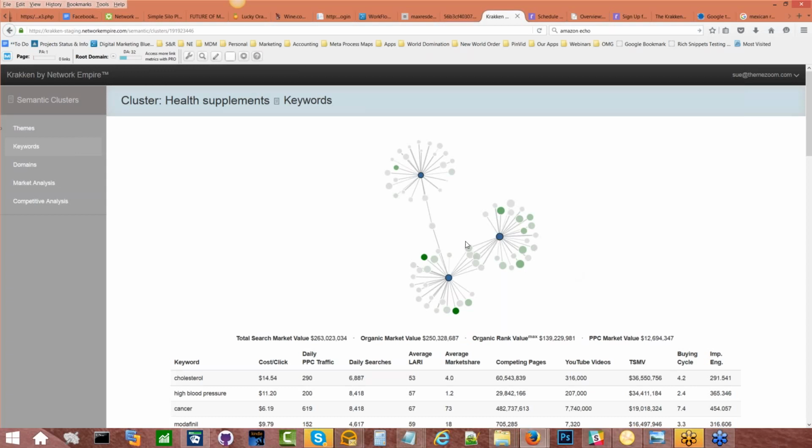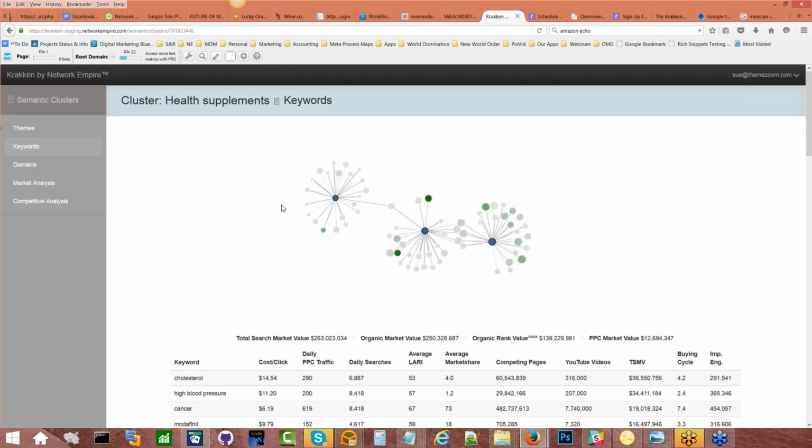So these dots that are interlinked between multiple themes are keywords that are shared between those themes. The darker the green, the higher the dollar value. The larger the dot, the higher the market share. And then obviously the blue dots are the parent terms for the theme. When you hover over it, you can see what the theme is and how much it costs.